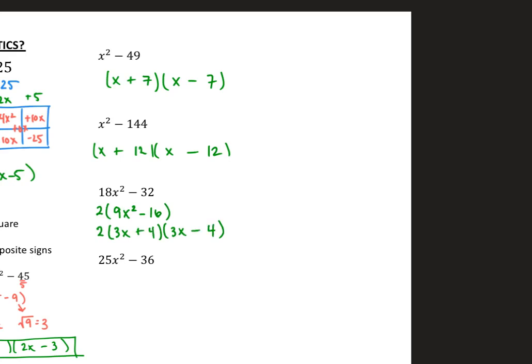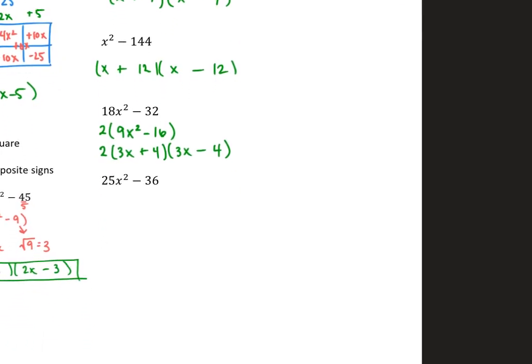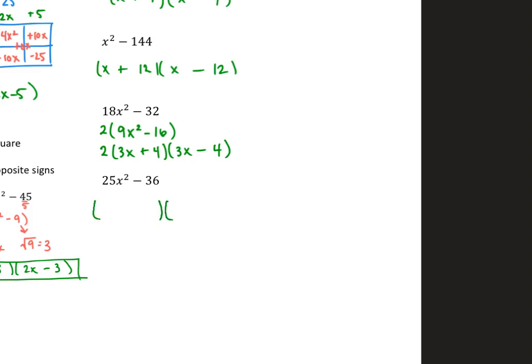Again, opposite signs. And the last one, check for GCF. There is none, but these are both perfect squares. So two identical binomials. Square root of 25x squared is 5x. Square root of 36 is 6. Opposite signs.